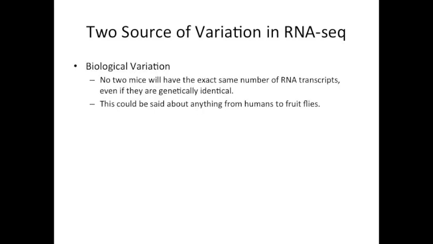When we do high-throughput RNA sequencing, there are two main sources of variation that we get in our data. The first source of variation is biological variation. No two mice will have the exact same number of RNA transcripts, even if they are genetically identical. This could be said about anything, from humans to fruit flies.